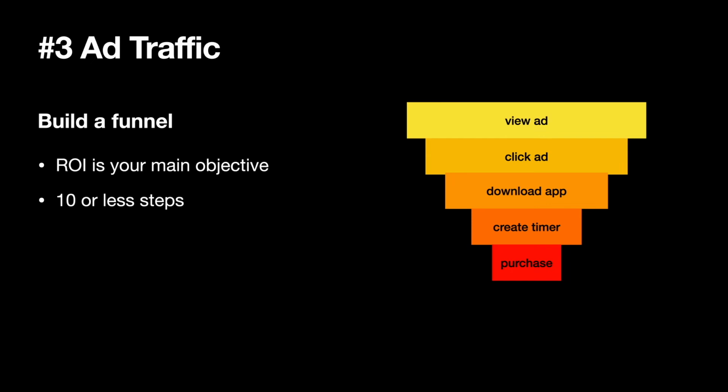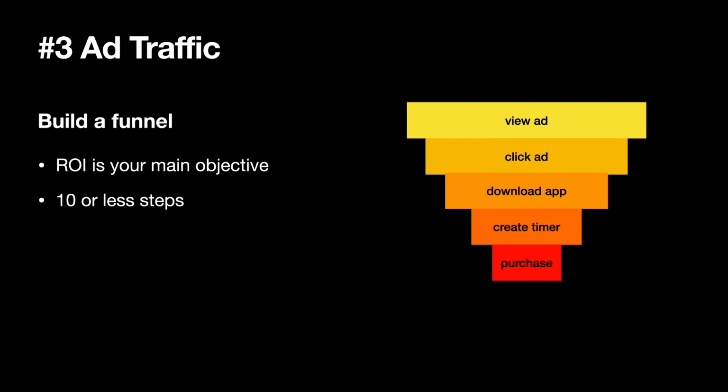And so the first step is that people will view your ad, and then the next step will be that people click on the ad, and then they're going to download your app if they feel like it. And then for this funnel, I'm imagining some sort of timer app where there's a paid version they can unlock. So hopefully after they download the app, they're going to create a timer in this timer app. And then if they like the app, they might purchase the app if they want to unlock additional features or something like that.